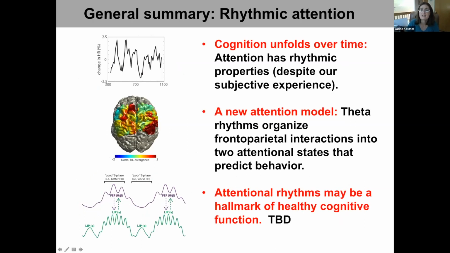More broadly, cognition unfolds over time. We do not think that attention is the only cognitive function that has rhythmic properties, and this is despite our subjective experience. So I think people already start to look at other domains such as working memory. And of course, we know from long-term memory that oscillations play a major role. We arrive at a new attention model. We see that theta rhythms organize fronto-parietal interactions into these two attentional states that are predictive of behavior.